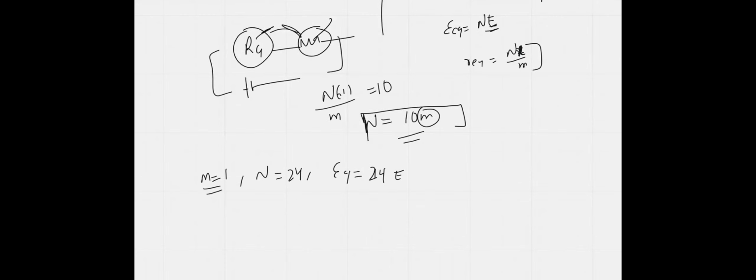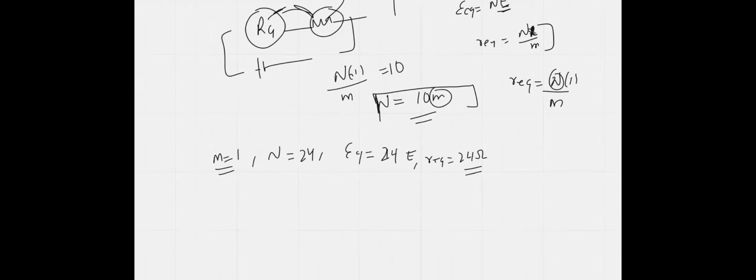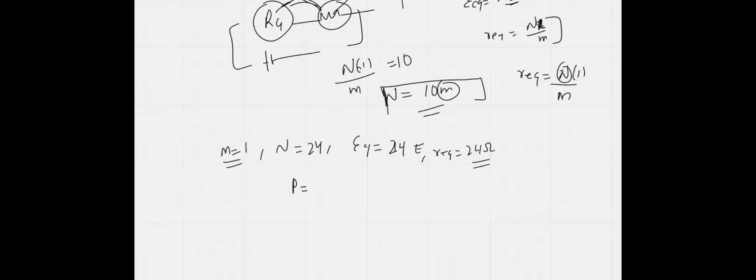Okay. And R equivalent is itself given as 24 resistance. Why is it 24 resistance? Because R equivalent is n by m, so 24 by 1 comes out as 24 itself. Okay. So the power that you are going to get in this case will be (24E) square divided by R.